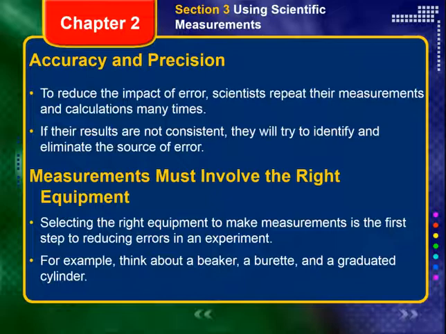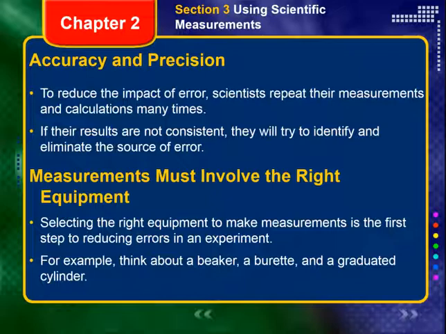Last video, I showed a picture of a set of calipers that were used to measure the thickness of a skin fold. Also showed a thermometer, which is used to measure temperature. You have to have the right equipment. Selecting the right equipment to make measurements is the first step to reducing errors in an experiment.